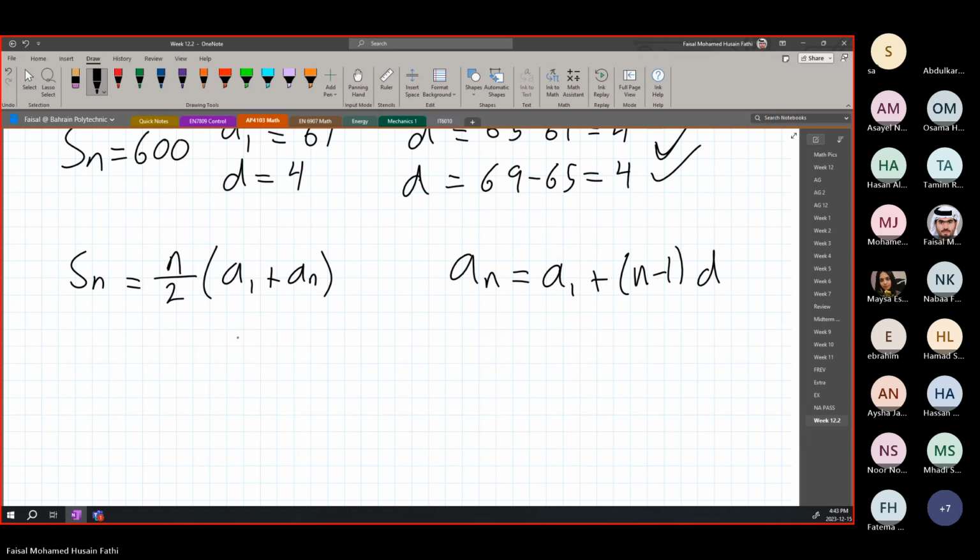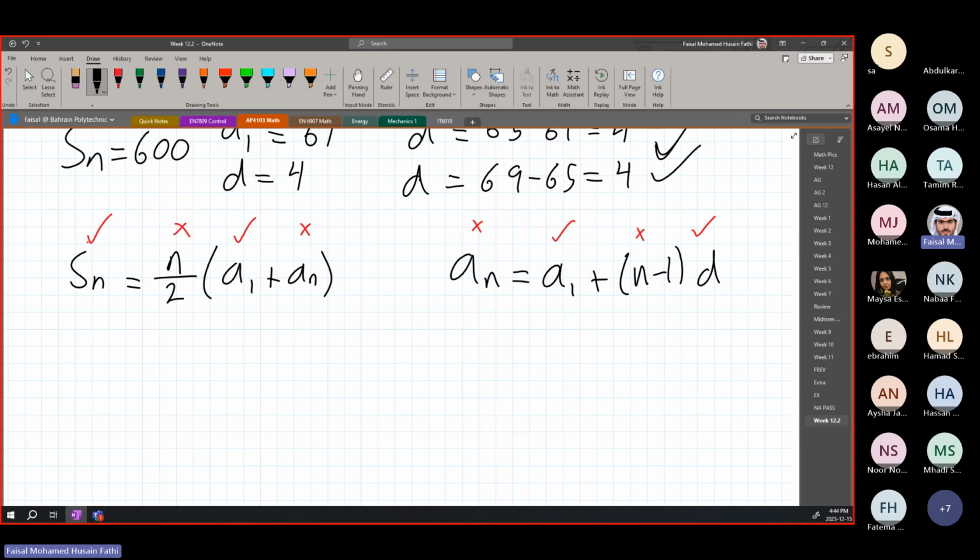Now, let's see what we have and what we don't have in the first equation. We have Sn, we don't have n, we have a1, we don't have an. Okay? Let's look at the second equation. We don't have an, we have a1, we don't have n, we have d. If you remember back week 3, was it? Week 4? When we have two equations and two unknowns, we can solve them. Okay? Don't get too confused.